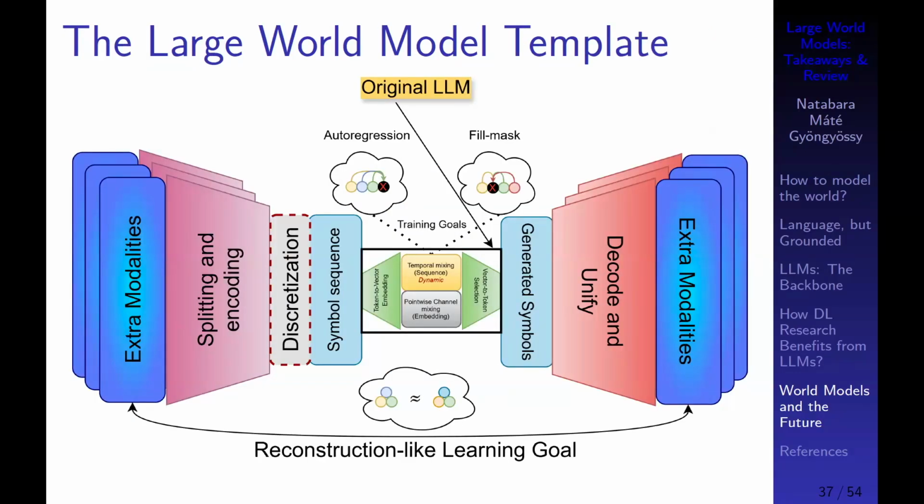The usual recipe, and I'm not saying this is the final one because this field is still hot and still moving, is twofold. You have your original language model in the middle, but for this language model you need a symbol sequence. Language was already a symbol sequence. Images are not symbol sequences, for example. So how should you work on this? You first need to train a reconstruction model, an autoencoder-like model, which learns a splitting and encoding mechanism, possibly with some discretization. Then it learns how to decode and unify an extended symbol sequence, and then it outputs back the modality.